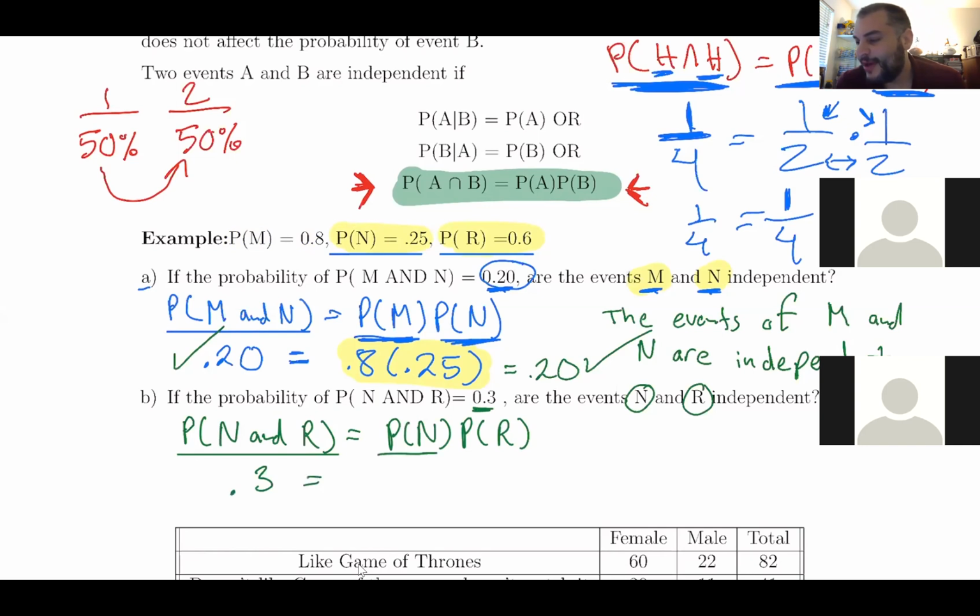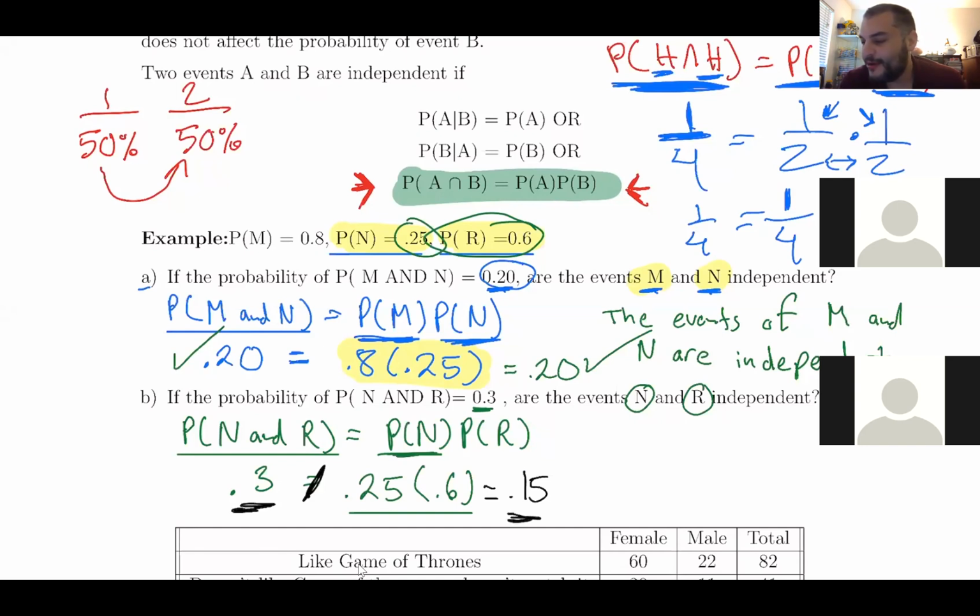The probability of n, they tell us that's 0.25. The probability of r, they tell us that's 0.6. So we're going to do 0.25 times 0.6. What's 0.25 times 0.6? 0.15. Cool, thank you. So if you look at 0.30, it's not equal to 0.15, so we're going to put not equal to.